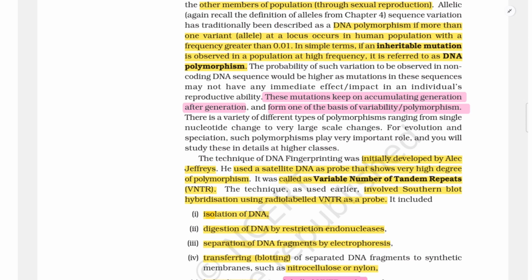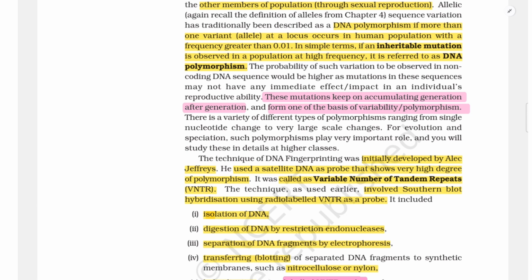Allelic, again recall the definition of alleles from chapter 4. Allelic sequence variation has traditionally been described as a DNA polymorphism if more than one variant, that is allele, at a locus occurs in human population with a frequency greater than 0.01. In simple terms, if an inheritable mutation is observed in a population at a high frequency, it is referred to as a DNA polymorphism.